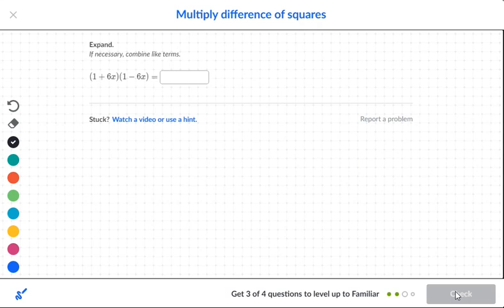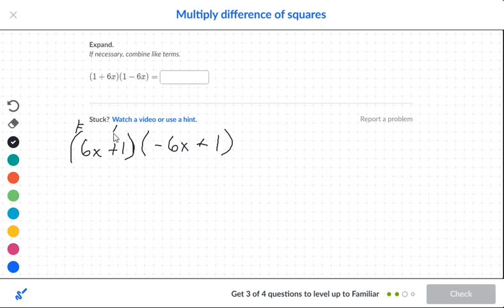So now we'll go to the next question. I'm going to do the same thing. I'm going to rewrite this as 6x plus 1. So that is my first parentheses. Then my second parenthesis is going to be a negative 6x, and if I write a negative 6x and a 1, there is no sign there, so we know it's going to be a plus 1.